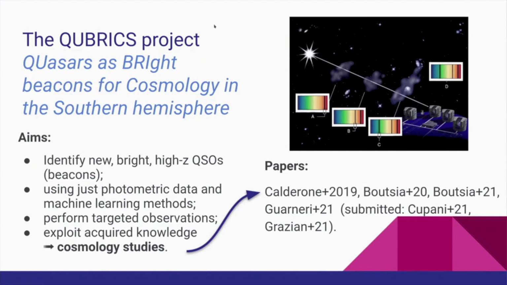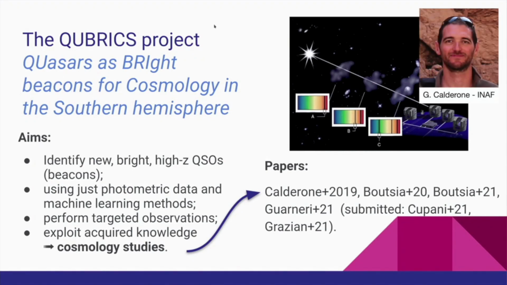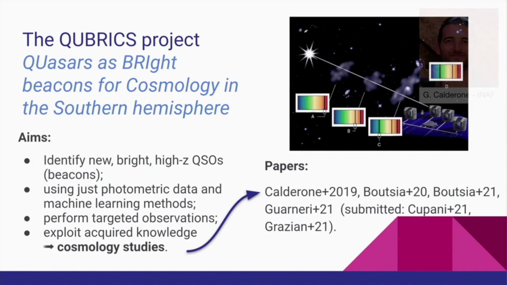The QBRICS project aims to identify new, bright, and high-redshift QSOs, or beacons, in the Southern Hemisphere. We used photometric data in publicly available surveys, analyzed by means of machine learning methods, in order to identify QSO candidates to be observed spectroscopically using facilities in the South. Finally, we use the acquired knowledge to address specific aspects of cosmology.